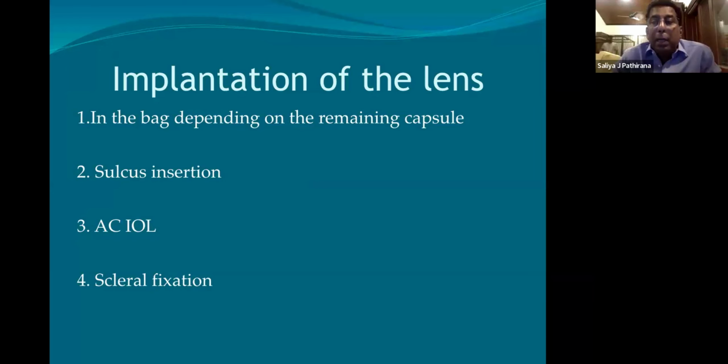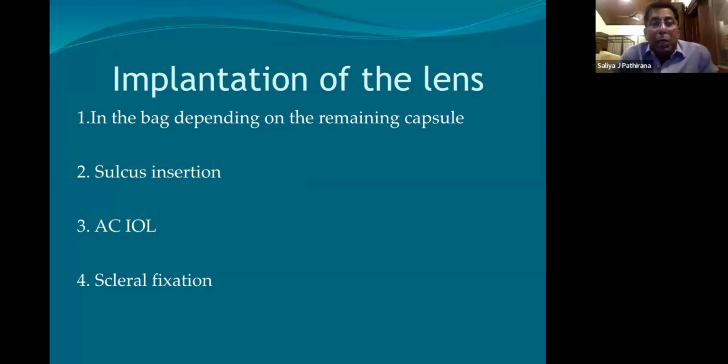Of course, number one, remember the rule: if you are doing a sulcus insertion, don't use single-piece lenses. They will damage the iris and angle later and the patient will get glaucoma. So always use a 2-piece IOL in the sulcus.